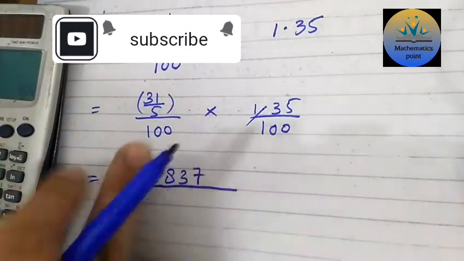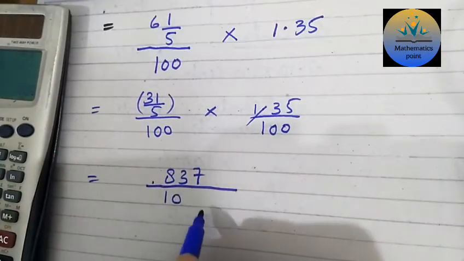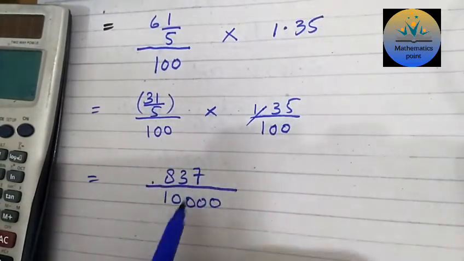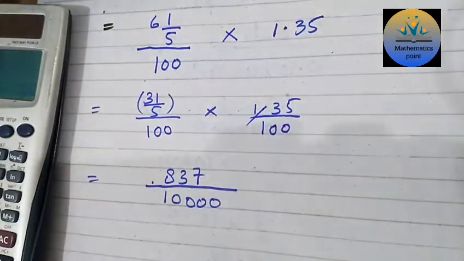Now multiply the 100 into 100, which is equal to 10,000. Okay, 1 and write the zeros, 1 2 3 4 together. So this is the term. Now we simplify this term.